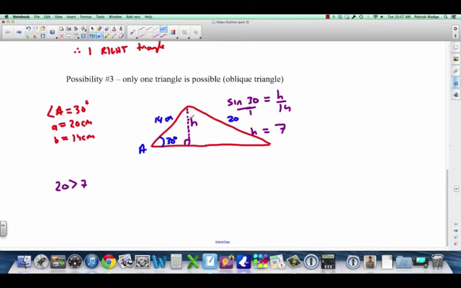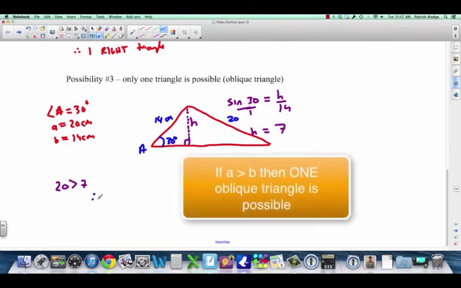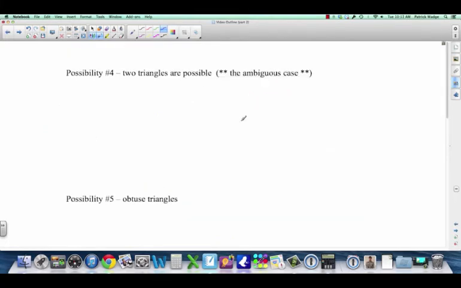Notice, even though we had to do this step with the h, it's actually not part of the triangle. We just did that to see if we can make at least one triangle. And in this case we can. We can make one triangle, and it's going to have a long side coming out this way. So because the 20 is more than the 7, we can make one triangle. Okay, possibility 4. At long last, we've reached the ambiguous case. This is the rotten one. So this is where two triangles are possible.